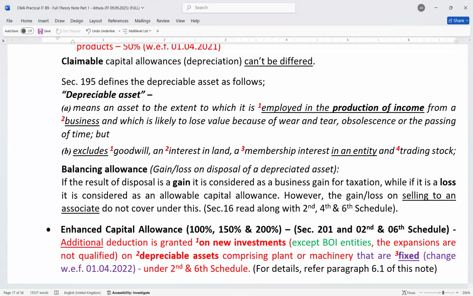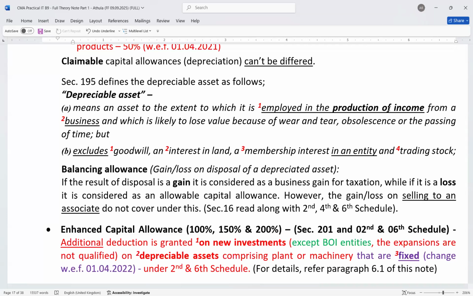Next, after some time we might dispose of the asset. If the result of the disposal is a gain, it is considered a business gain for taxation. Why is it considered a business gain? Because we have already claimed the cost as an allowable expenditure by way of capital allowances. Then when you dispose of it and obtain a gain, the entire gain is taxable as profit.